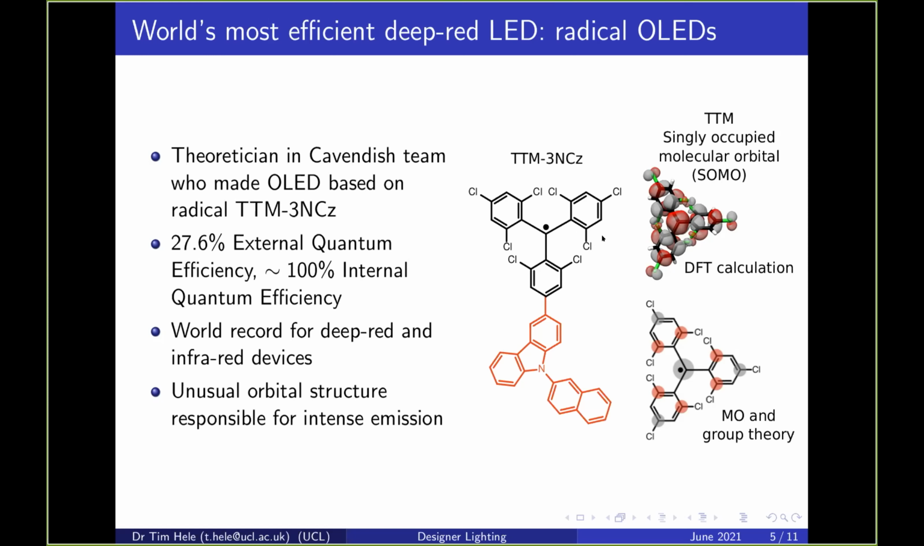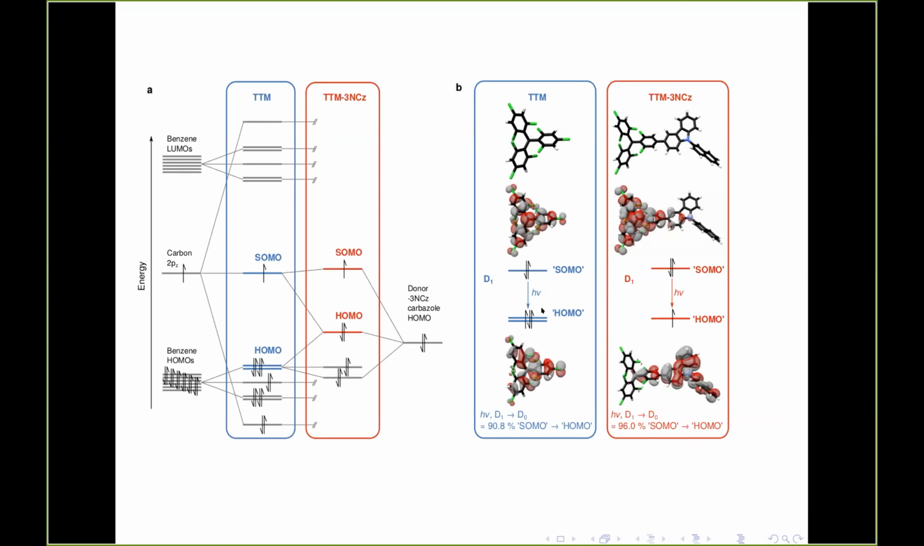And it also has a rather strange orbital structure, which is a bit difficult to see on a DFT calculation, but you have an orbital then a node, an orbital then a node, and so on. And I was able to explain using molecular orbital theory and group theory why this orbital structure existed. And so with that, it's possible to construct an MO diagram.